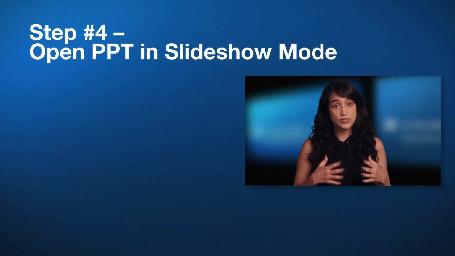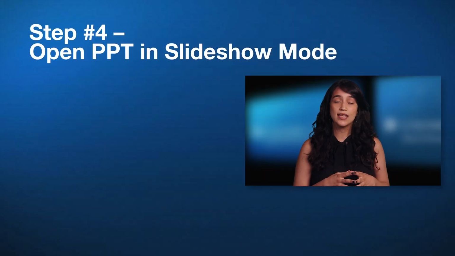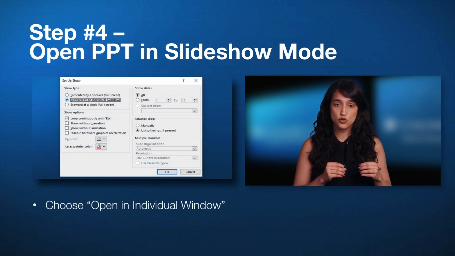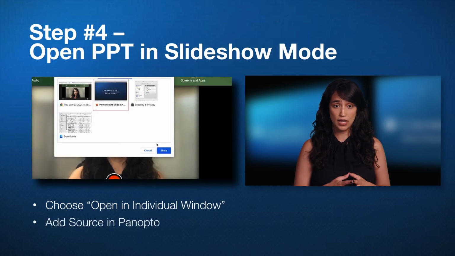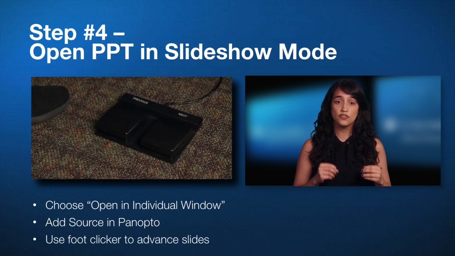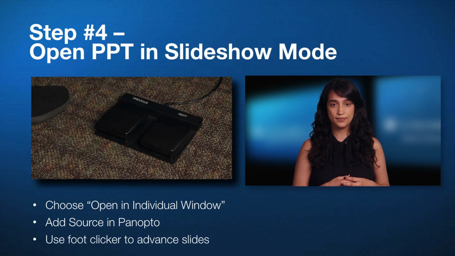Now step 4, open the PowerPoint in slideshow mode. And then you're going to choose open in individual window, add your source in Panopto, and then finally use the foot clicker to advance the slides.